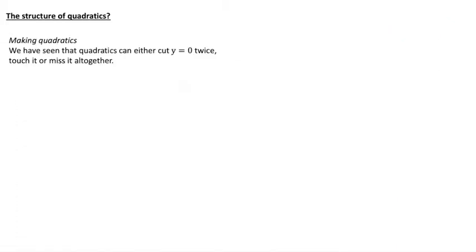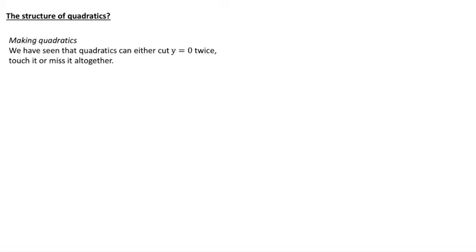So we're going to look at the structure of quadratics, and this first bit is called making quadratics. Now we know how to write a quadratic, so we can make, in a sense, a quadratic by a number times x squared plus or minus a number times x plus or minus a number, and we'll get a quadratic. But it's quite instructive to look at quadratics in the way I'm about to.